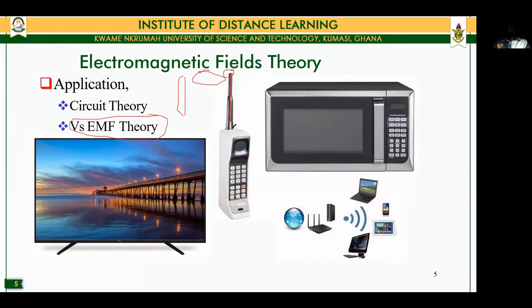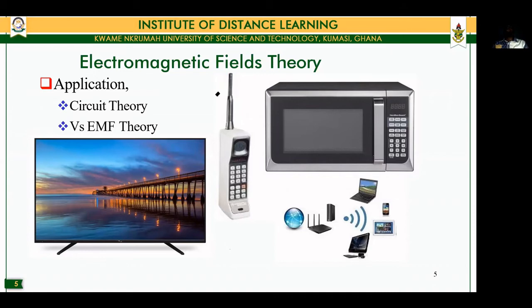As I said, the time varying current, when it reaches a point of discontinuity here, changes into a wave that propagates. And the message that is coming from the phone is impressed on the wave, and therefore it can carry it to another antenna and induce the same message in that antenna at another distant location. The same principle is used for television reception, as well as Wi-Fi, Bluetooth, and all of these things. They all work on the principles of electromagnetic fields theory.